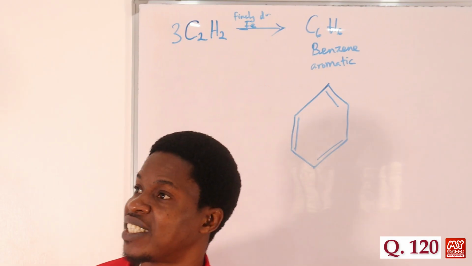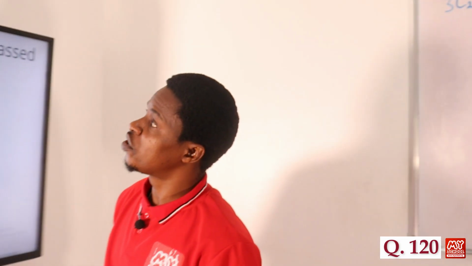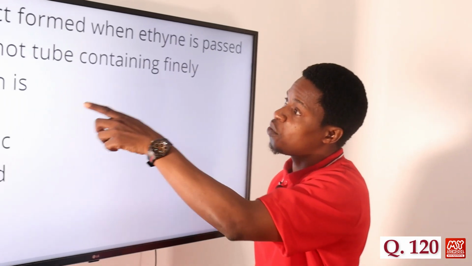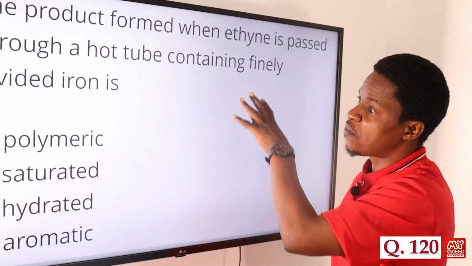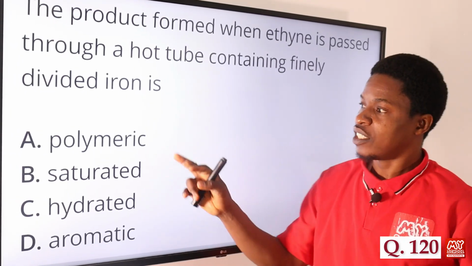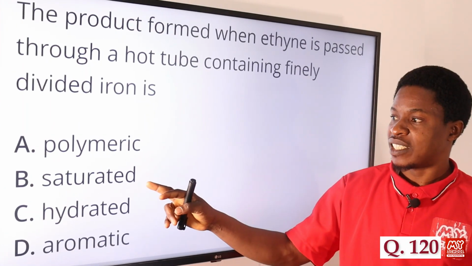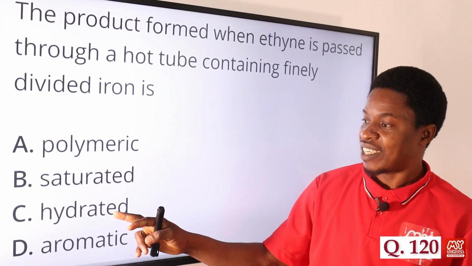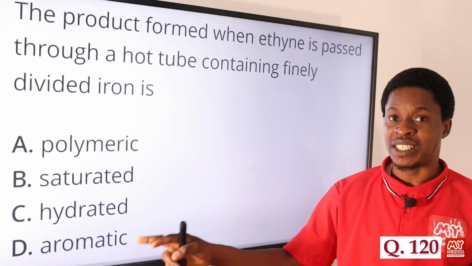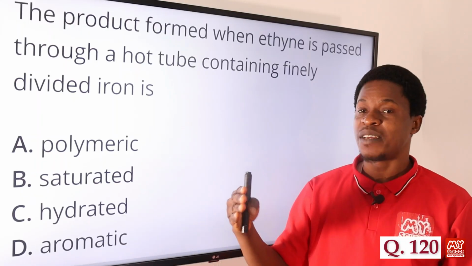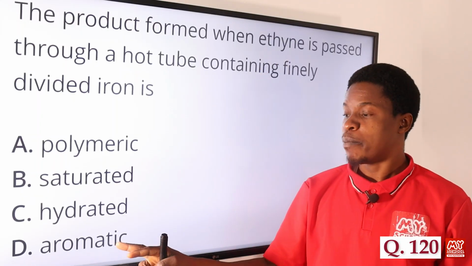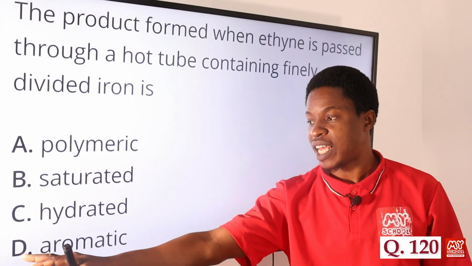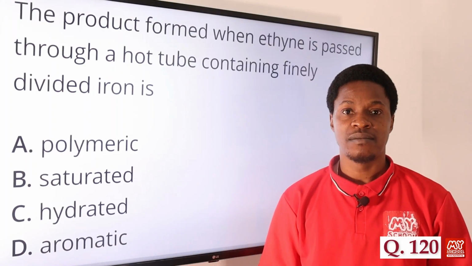So the question says again, let's move back to the screen. The product formed when ethyne is passed through a hot tube containing finely divided iron is not polymeric, not saturated, not hydrated, and then we have aromatic. Benzene is what is formed from cyclic polymerization of ethyne. So benzene is aromatic. So the correct answer is option D.